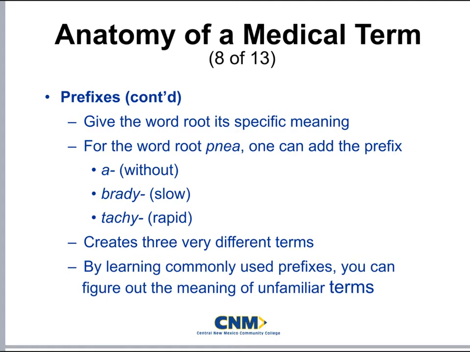So for the root word pnea, P-N-E-A, one can add the prefix a, apnea, brady, bradypnea, or tachy, tachypnea. So each of those words, let's go back. If we say apnea, that means without breathing. Bradypnea means slow breathing, and tachypnea means rapid breathing. They all mean very different things, but you can guess what you're talking about if you know the root word. By learning commonly used prefixes, you can figure out the meaning of unfamiliar terms.